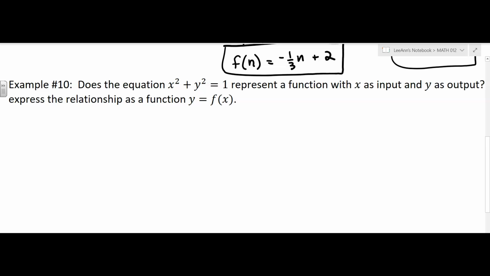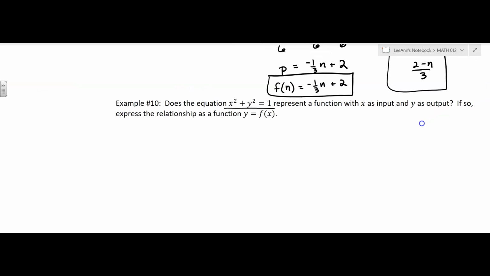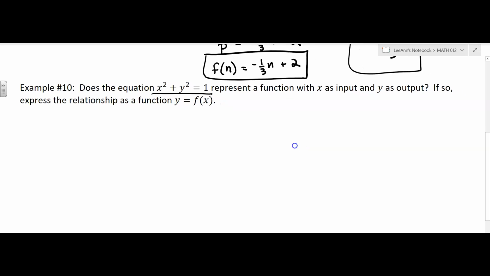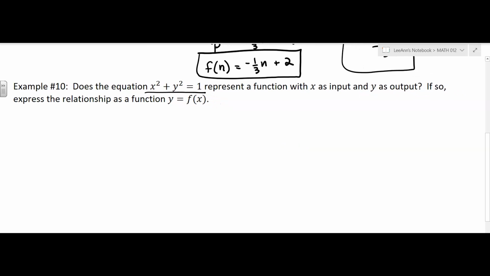Okay. Now, example 10. Does this equation right here represent a function with x as input and y as output? If so, I think it says if so, yeah, sorry about that. If so, express the relationship as a function y equals f of x. So in other words, they want you to get y by itself. Okay, so we can do that. We can solve for y.